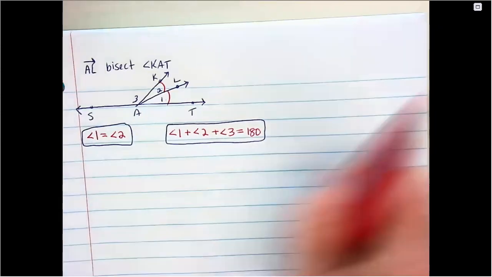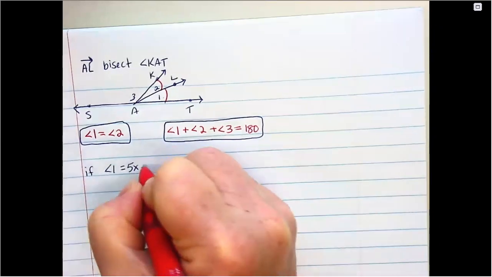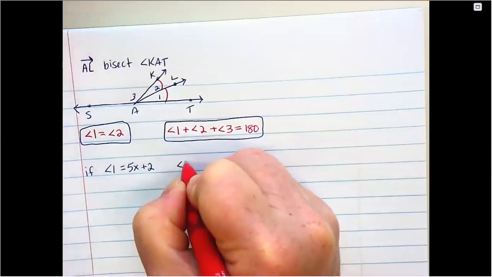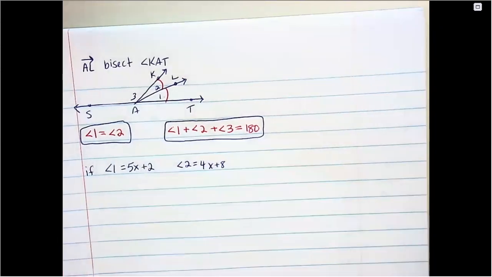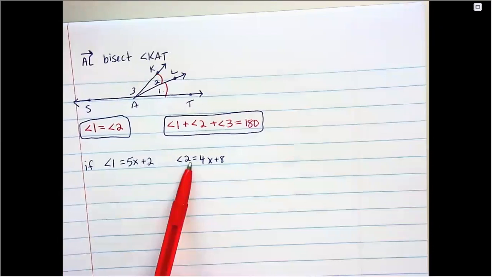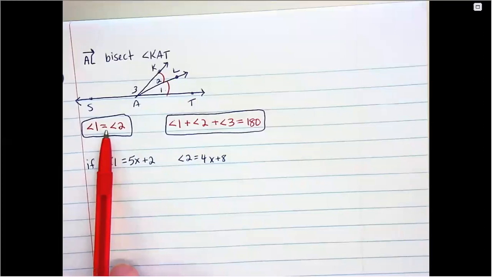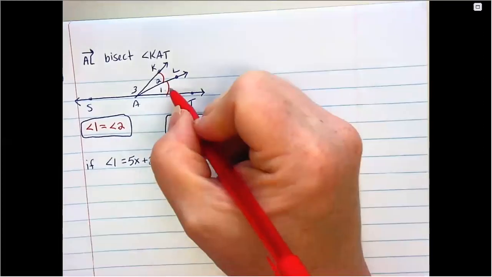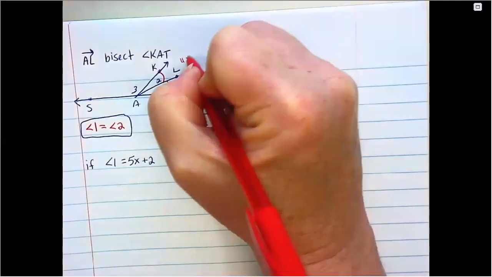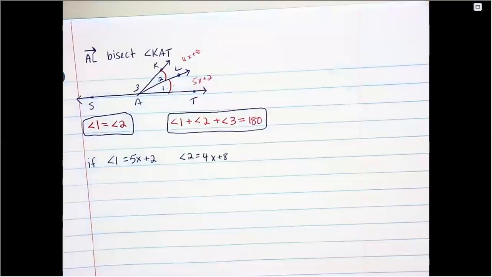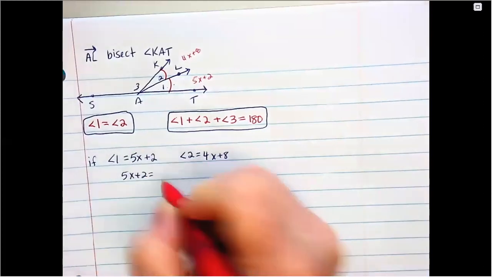So if angle 1 equals 5x plus 2, and angle 2 is equal to 4x plus 8. Okay, so what do we know about angle 1 and angle 2 in our box? We said that they are equal. So we could label this 5x plus 2, and this one 4x plus 8. And we know that those would be equal. So that's our equation. We would say that 5x plus 2 is equal to 4x plus 8.